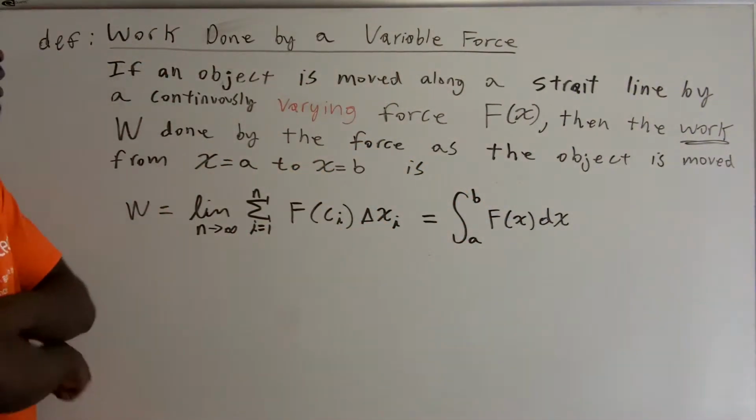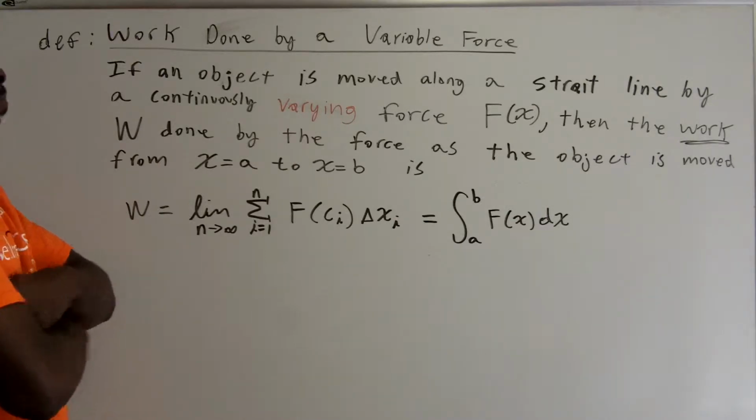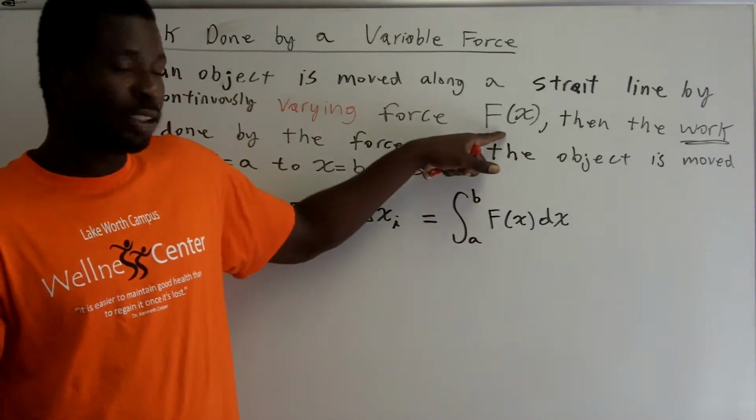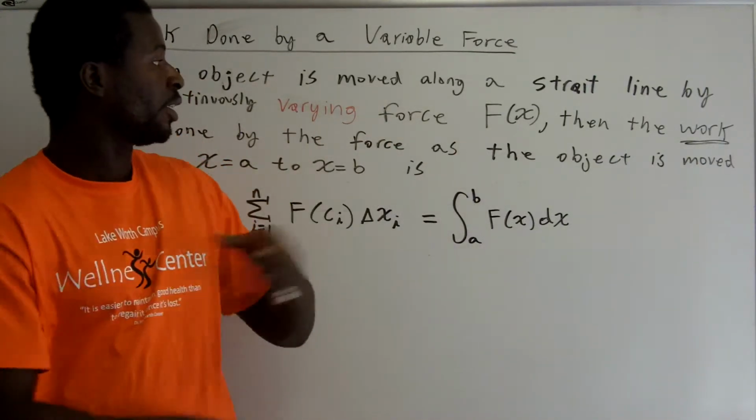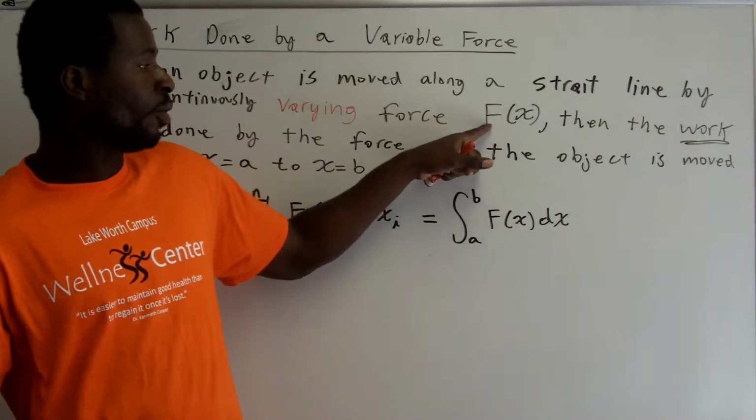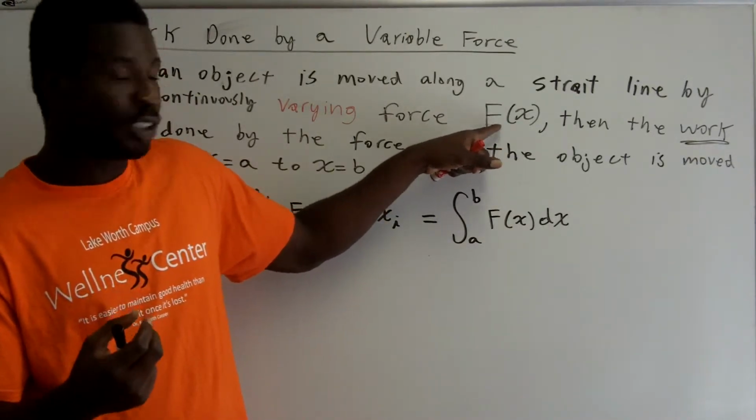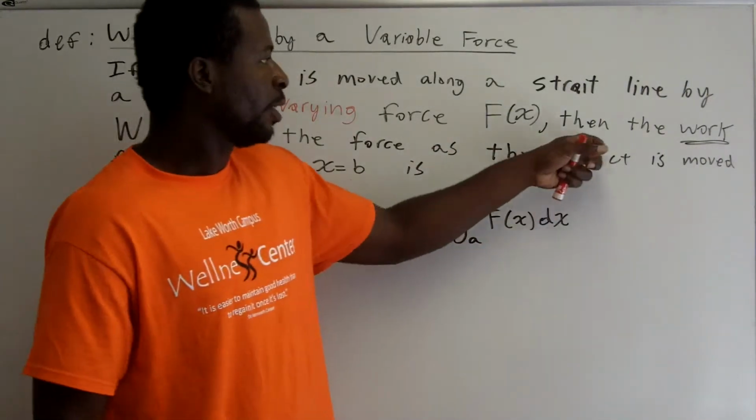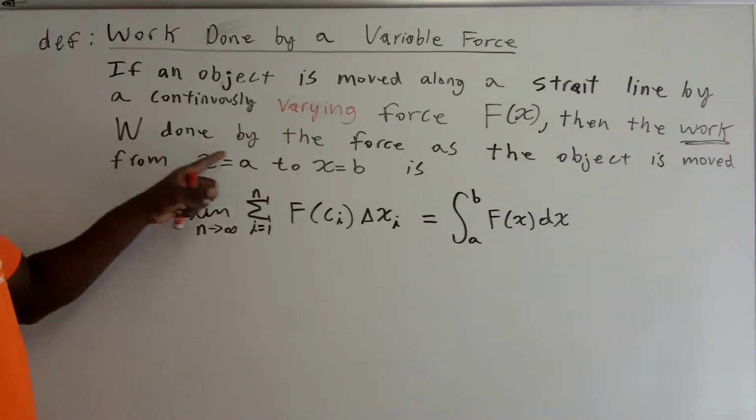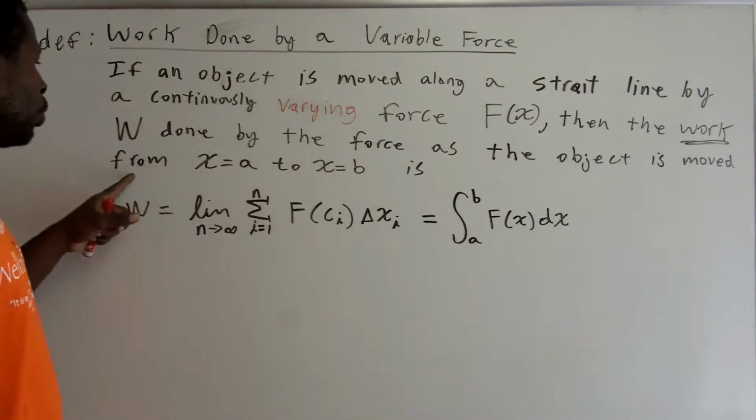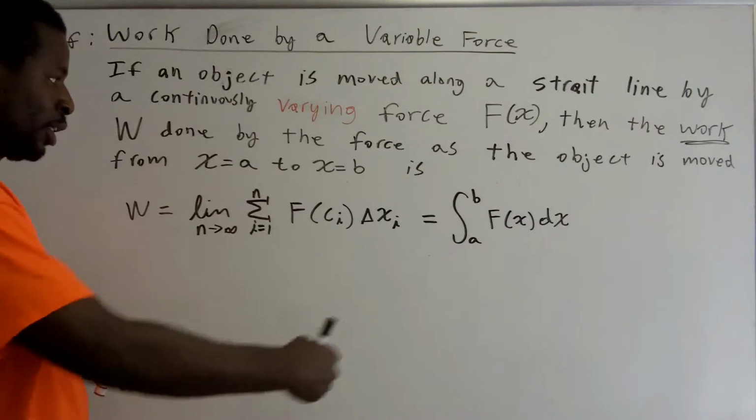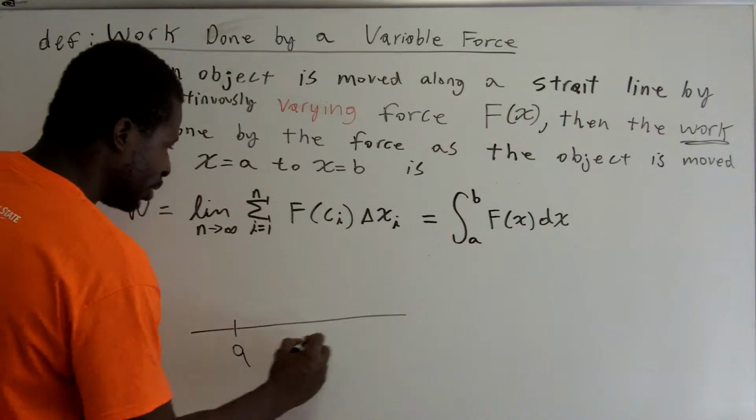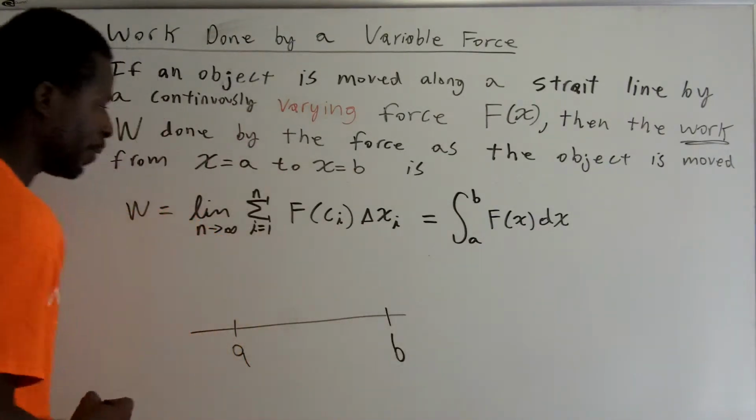So, if an object is moved along a straight line by a continuously varying force f of x, notice we're not just using f. F here is a function of x, so the amount of the force depends on the x value, how far you are along the x-axis horizontally. Then the work, W, done by the force as the object is moved from x equals a to x equals b, along the x-axis.